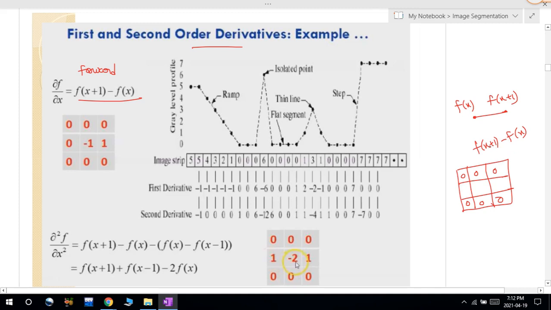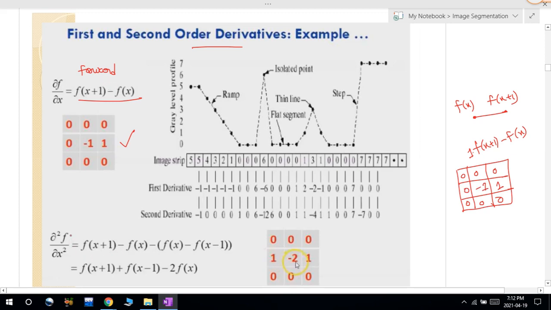So in case of this f of x plus 1, it has the coefficient of 1 positive, so that's why I will write 1. But for f of x it is minus 1, and for f of x minus 1 we don't have anything, so that's why I will write 0. So this is the operator that you get for the forward differentiation.